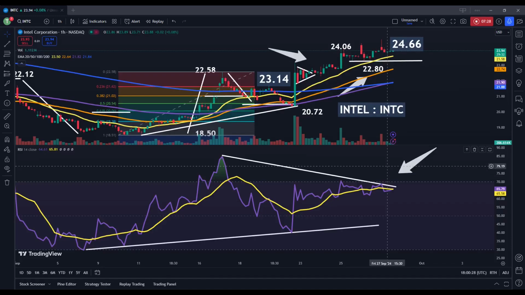So, here's the current stock market update for Intel Corporation, stock ticker INTC.